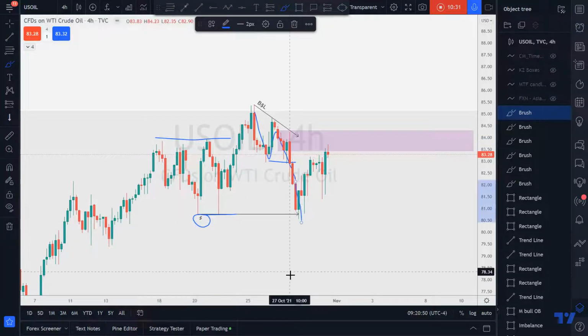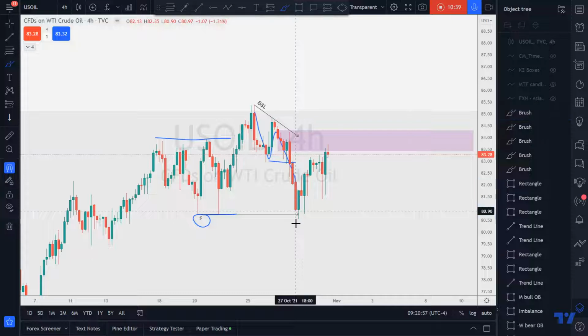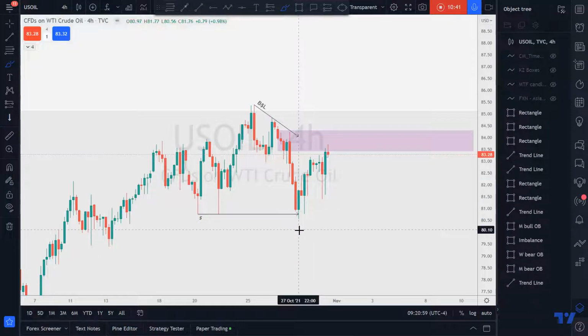It comes down here, and this is a technical break of structure. So what does this mean? It means that price is going to return to impulse. I keep telling you that.